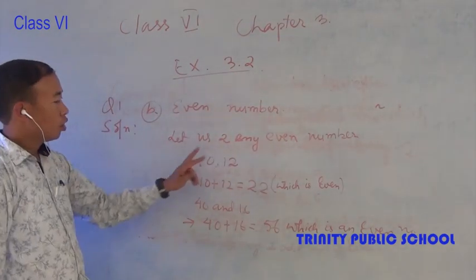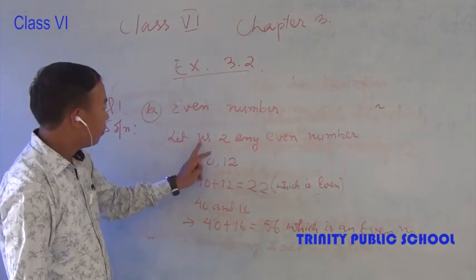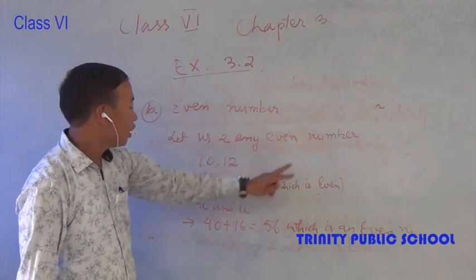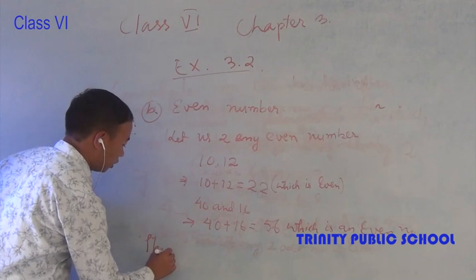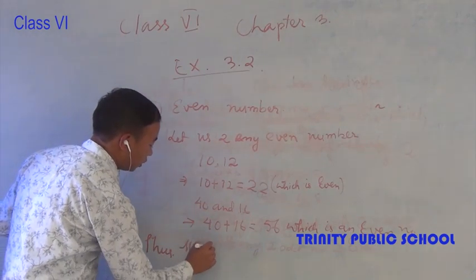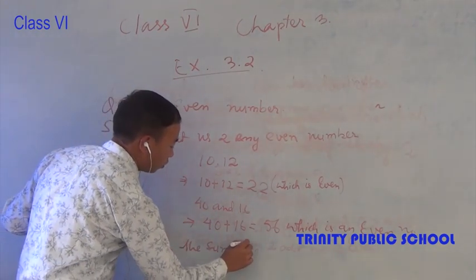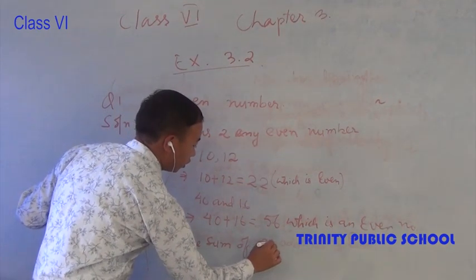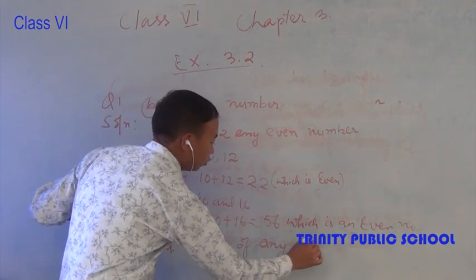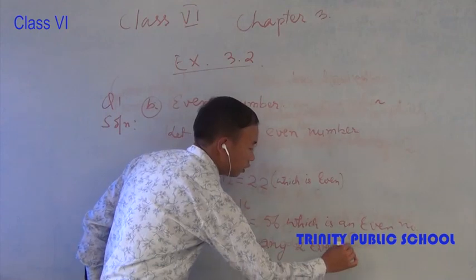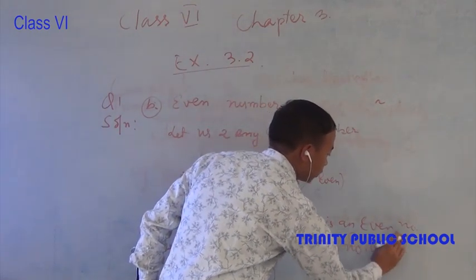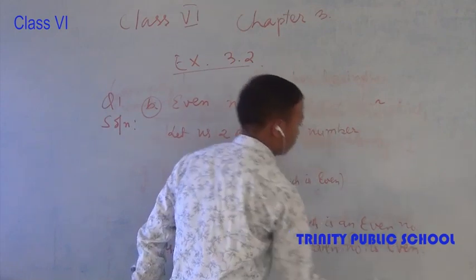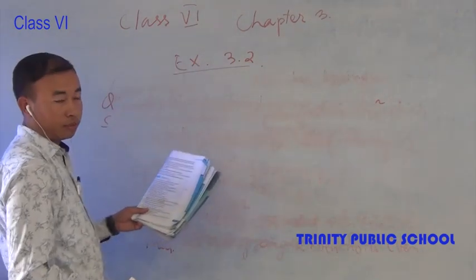So thus we conclude that the sum of any two even numbers is always even. Let's conclude: thus the sum of any two even numbers is also even. Let's see question number 3.